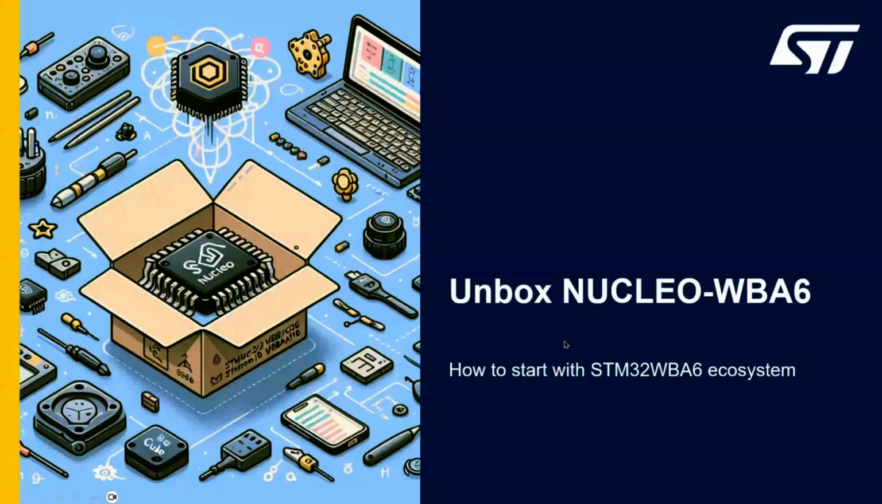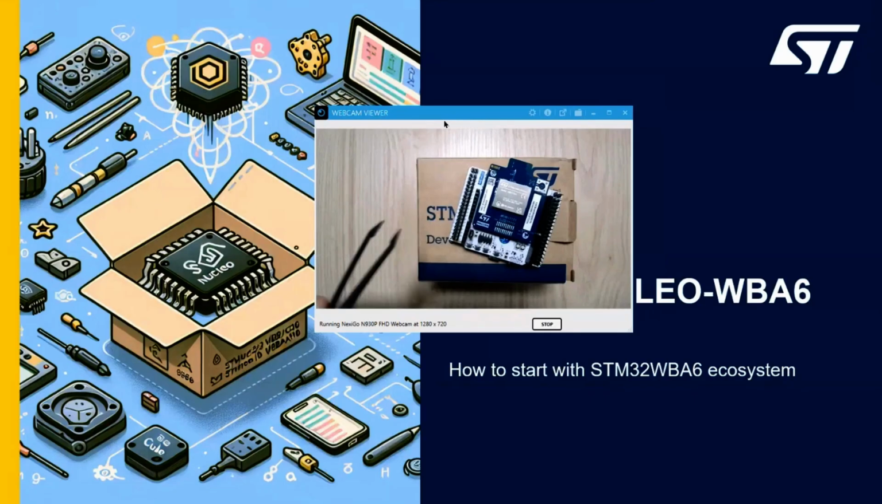So maybe let me show in more detail what we have inside here. Let me share my screen. What I want to show right now is what we have inside this NUCLEO-WBA6 board. So this is the NUCLEO-WBA6 kit, again with the white board, which is the mezzanine board with the Arduino connector and Morpho connector that allow you to easily access the STM32WBA6 IOs in order to debug, to do some evaluation. And of course, behind the shield, we have the STM32WBA6.